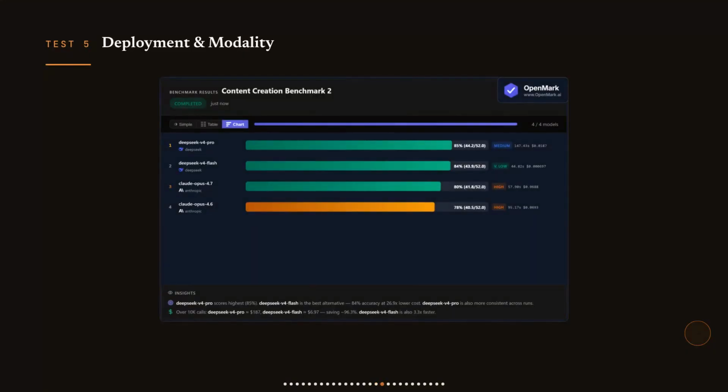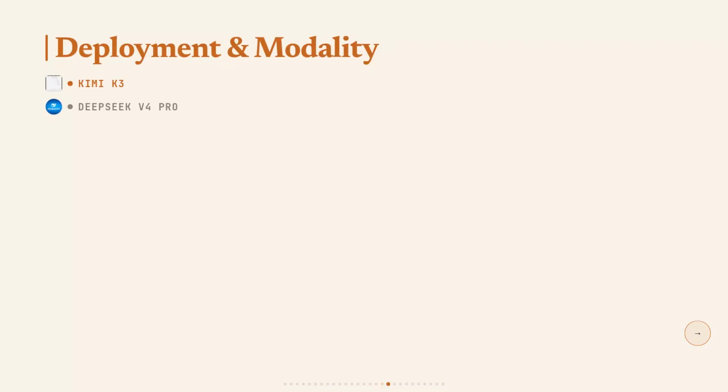Test 5 is deployment and modality, and the failure mode here is sneaky. You pick a model, build your integration, and then find out the weights aren't available yet, or the API doesn't support the access pattern you need, and you're stuck rebuilding. Both Kimi K3 and DeepSeek V4 Pro offer API access and open weights, but the timing on those weights is not the same. Both are text-only models with API access and open weights, so on paper they look identical here.